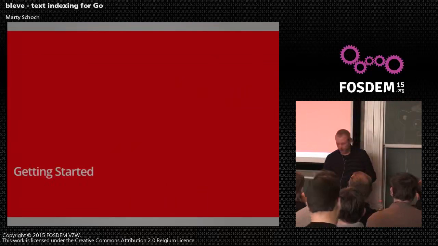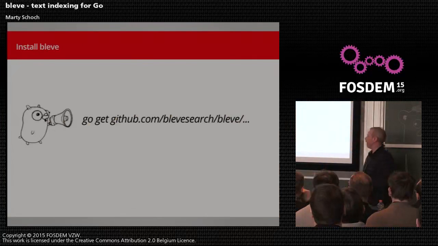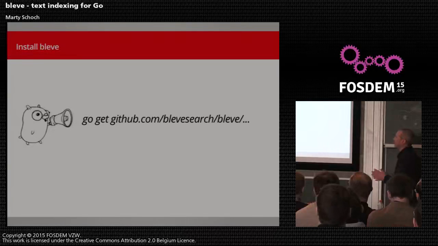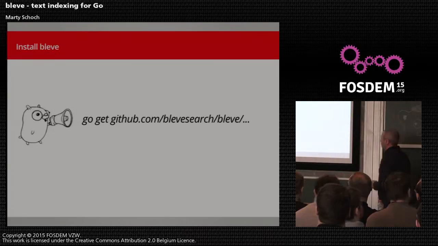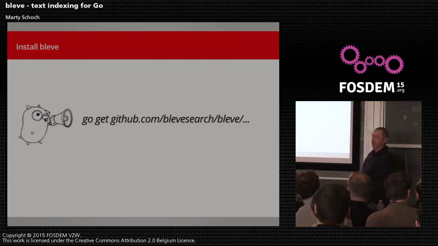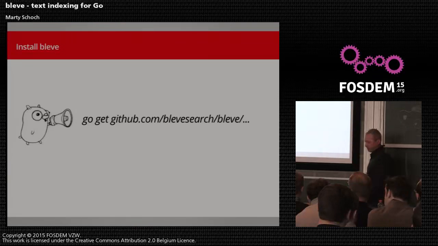So enough with the high-level stuff. Let's look at some code to get started. One of the earliest decisions we made was we wanted the Bleve library to be go-gettable. So the good news is to get started, you can just do a go-get to our GitHub repo. And if you add the ..., you'll also get some command line utilities we built with the package installed as well.